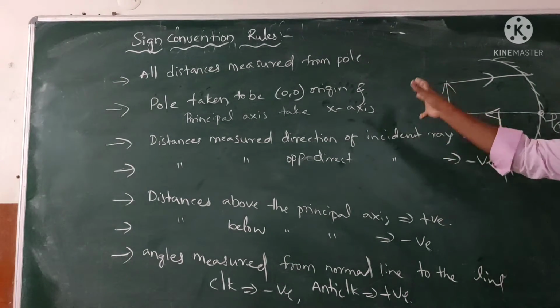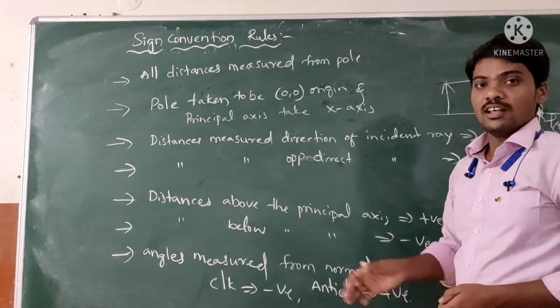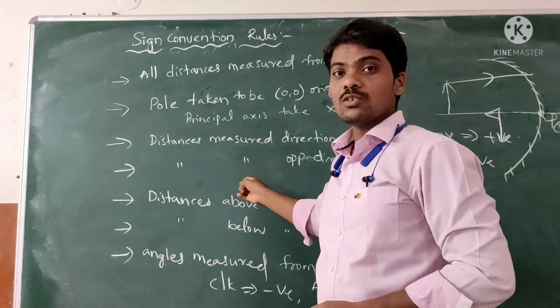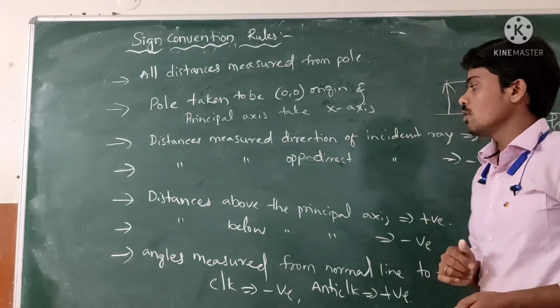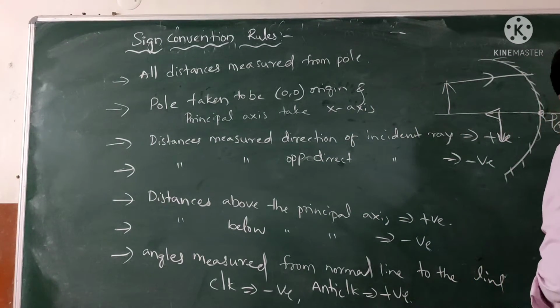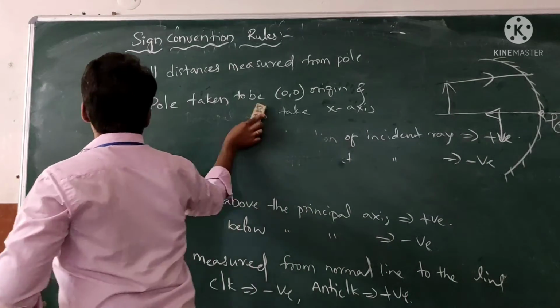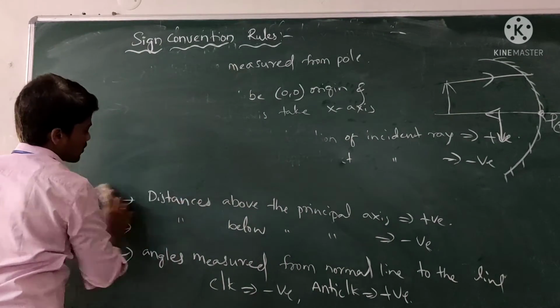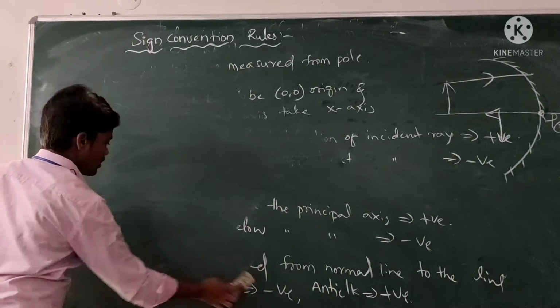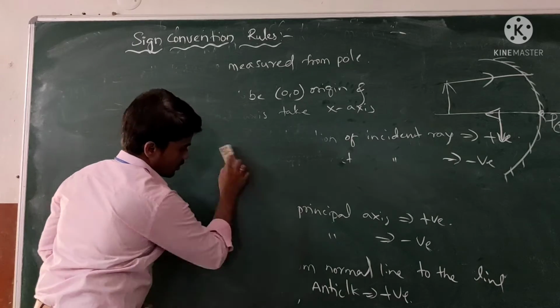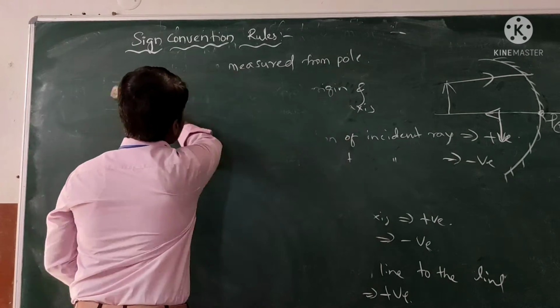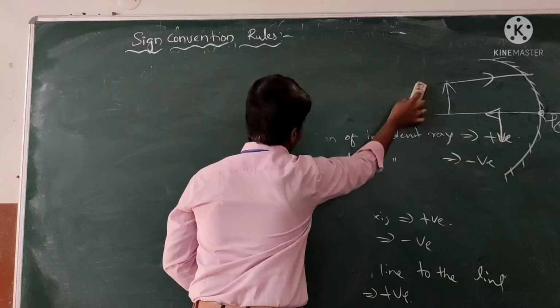These are the sign convention points. If you remember these points, then go to problems. Otherwise, don't. Next, I will explain some diagrams, how to take values as positive and negative.